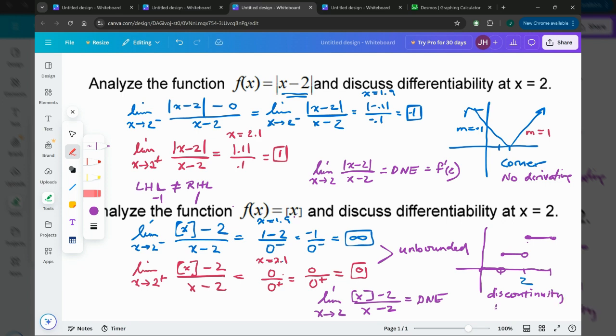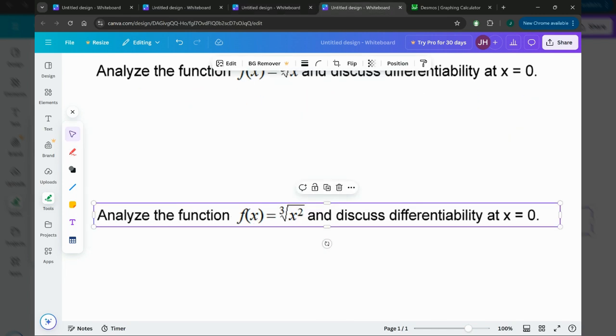There is no derivative at a discontinuity. Okay? So we have two situations where there's no derivative. If you see a corner, there's no derivative. If you see a discontinuity, there's no derivative. Now let's take a look at two more functions here.